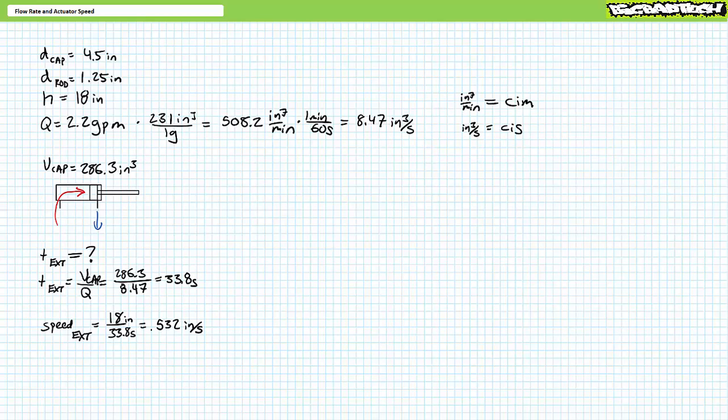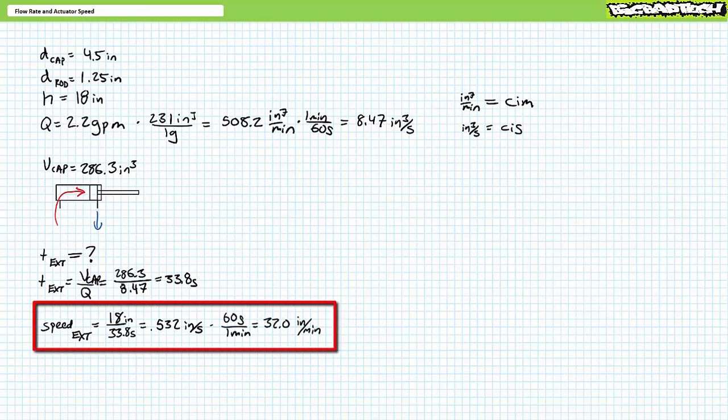If, however, we're asked to determine the speed in some other unit, let's say feet per minute, one again necessitates a chain of conversion. First, change inches per second to inches per minute, then inches per minute to feet per minute. To do so, one multiplies 0.532 inches per second times 60 seconds over 1 minute, such that the unit we don't want, seconds, cancels out, and the unit we do want, minutes, remains. First stage of the unit conversion demonstrates that 0.532 inches per second is roughly equivalent to 32 inches per minute.